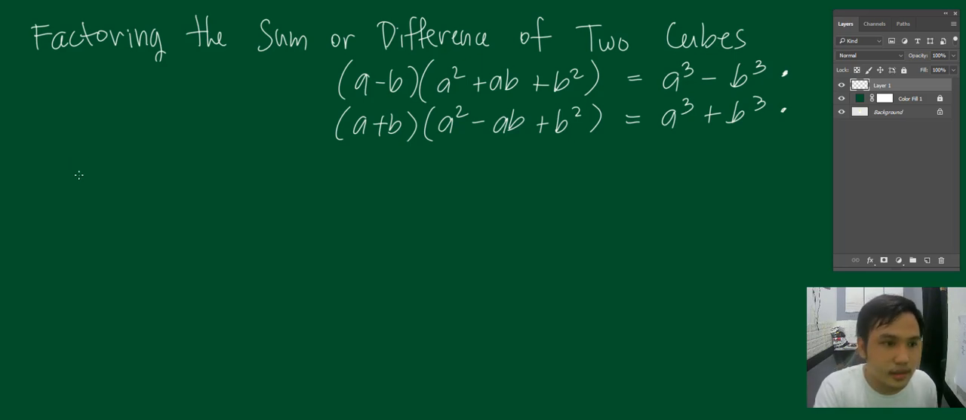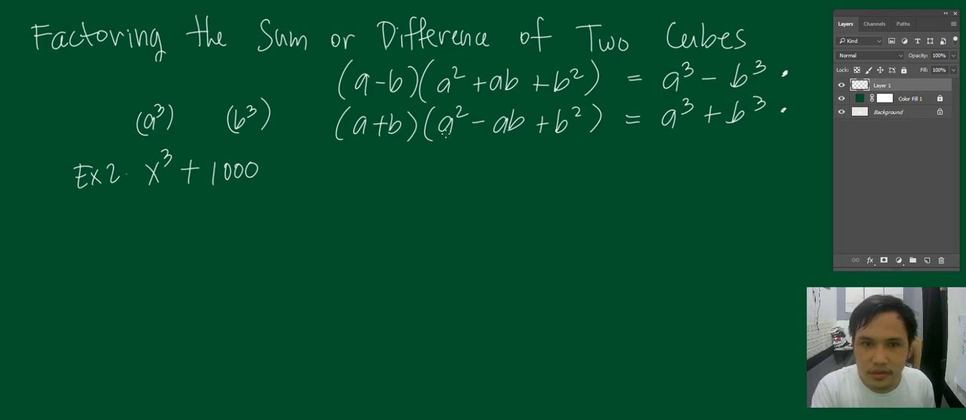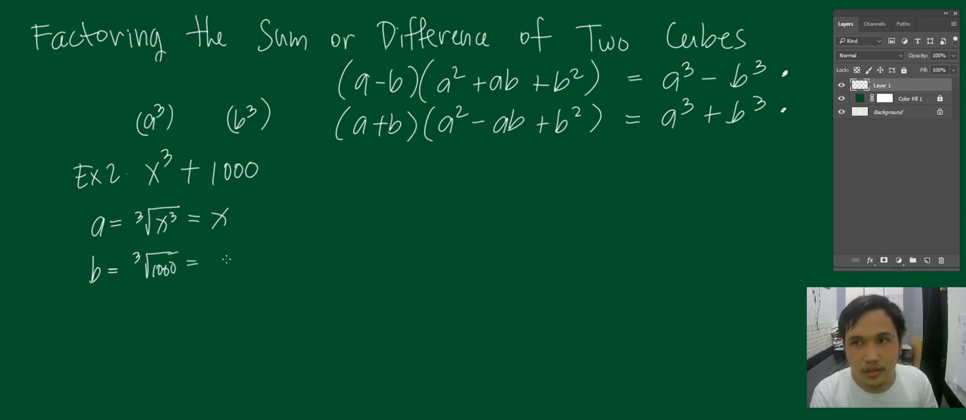Example number 2 is x cubed plus 1000. So ito yung a cube natin, and then ito yung b cube natin. So meron tayong addition, so ang susundan natin is itong pangalawang pattern. So kunin natin yung a is equal to the cube root of x cube, that is x. And then we have b is equal to the cube root of 1000. So we have 10 times 10 times 10, so that's 1000. So we have x is our a and 10 is our b.